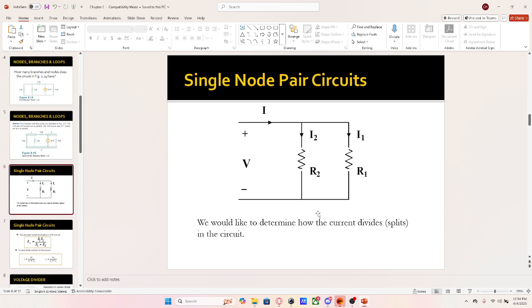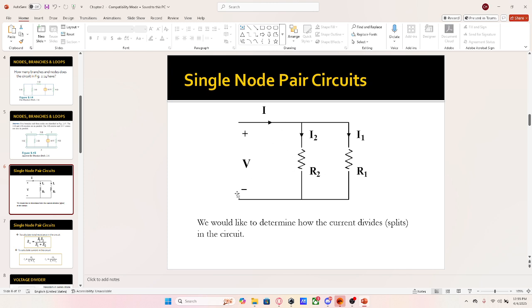Now we would like to determine how the current divides or splits in this circuit. Over here, there is a circuit with 2 resistors connected in parallel. In this case, if it's in parallel, the current splits into 2 values. It is not the same value as the main current over here. It splits into 2.